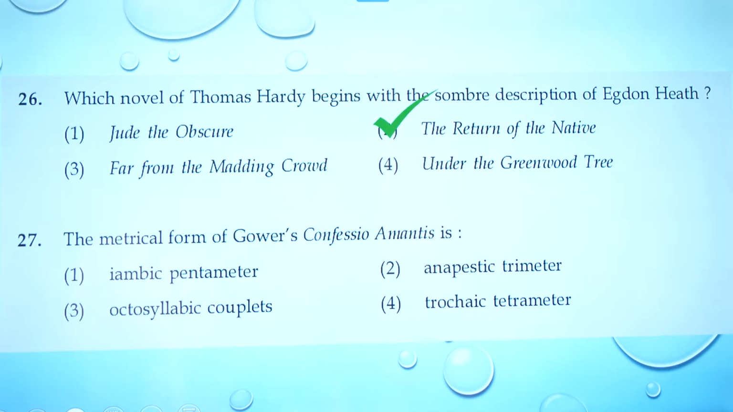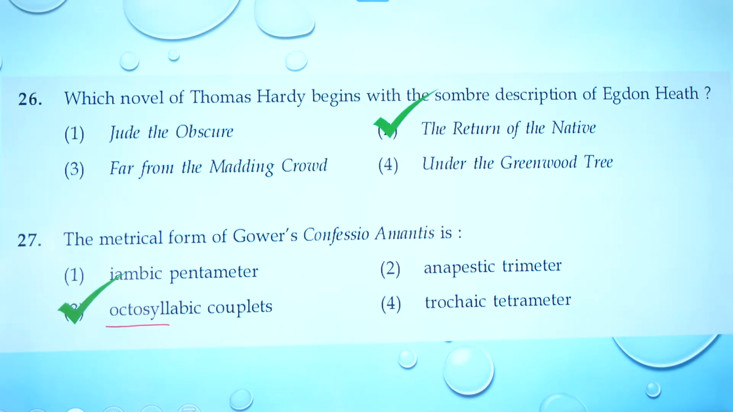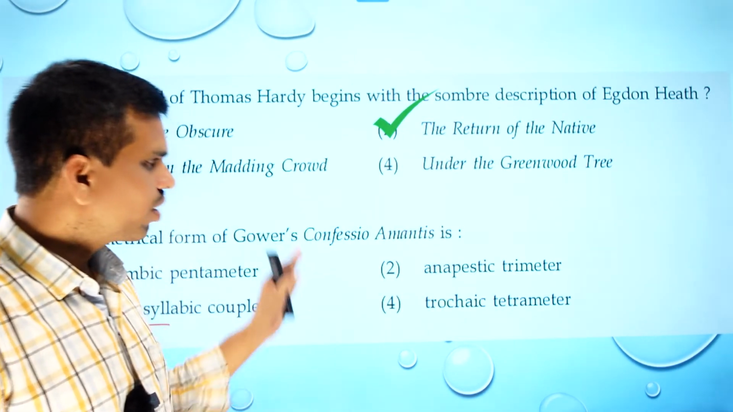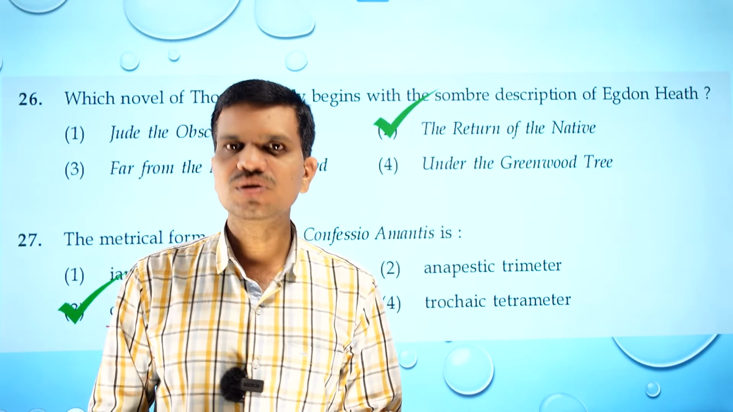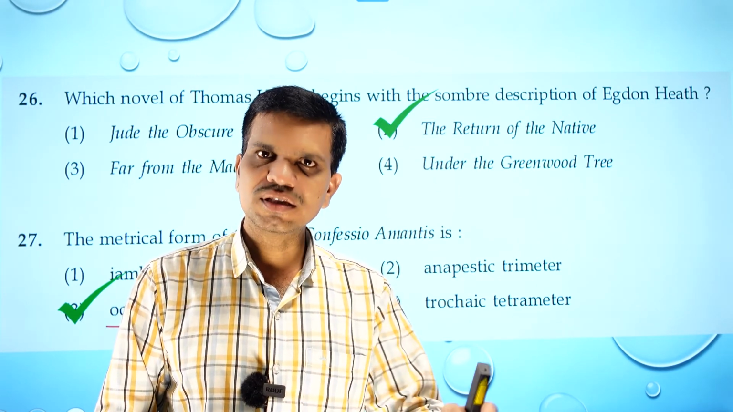Question number 27. The metrical form of Gower's Confessio Amantis is number 1, iambic pentameter, number 2, anapestic trimeter, number 3, octosyllabic couplets, and number 4, trochaic tetrameter. And the correct option is number 3, octosyllabic couplets. Octo means 8, so there are 8 syllables in the line. Couplet means 2 lines. If you want a dedicated video on the English meters, I can make that video. Please let me know in the comment section.